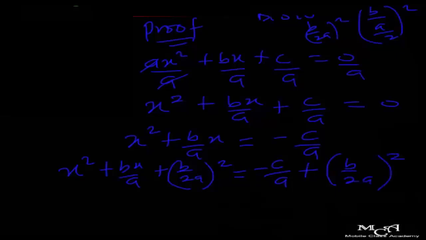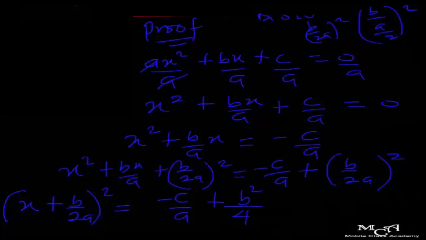Okay, the whole of this expression here is the same thing as saying x plus b over 2a all squared is equal to minus c over a plus b squared over what? 2 squared is what? 4. a squared is what? a squared. Let us clean the board and move on from where we stopped.